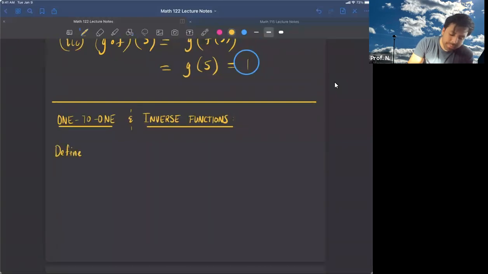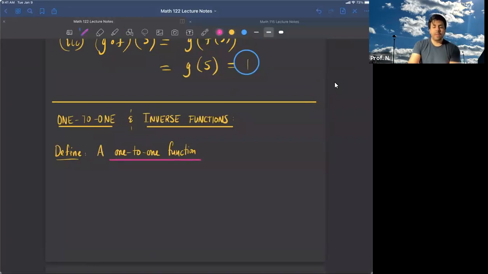Does anybody know? A one-to-one function. Why is it called one-to-one? What does that mean? Does anybody have an idea? What is a one-to-one function? No? Haven't heard of this?